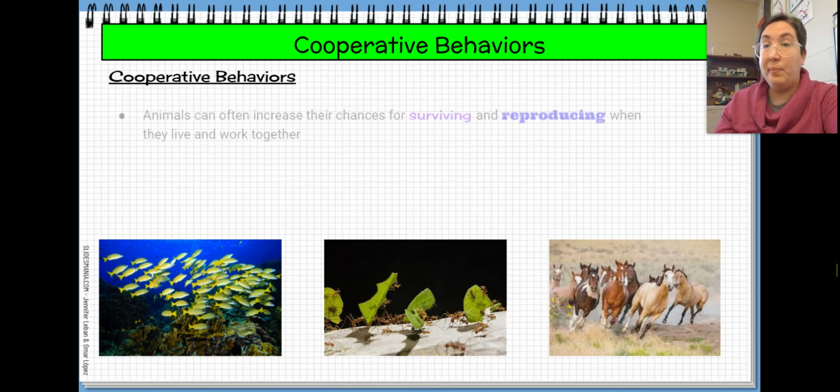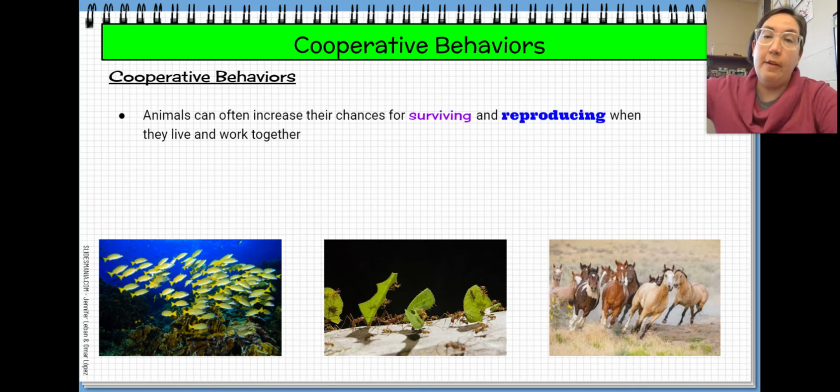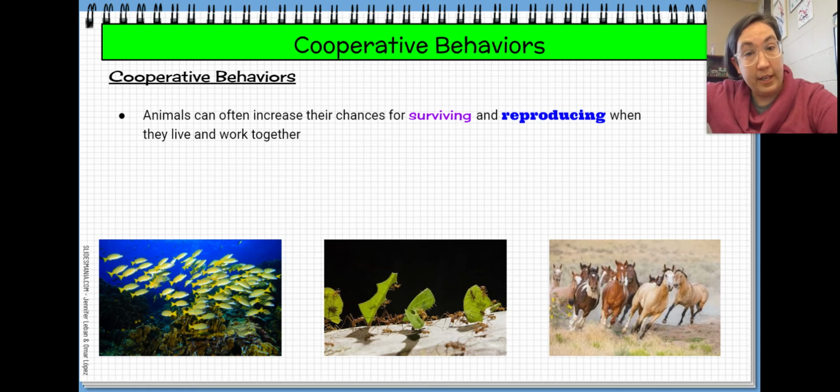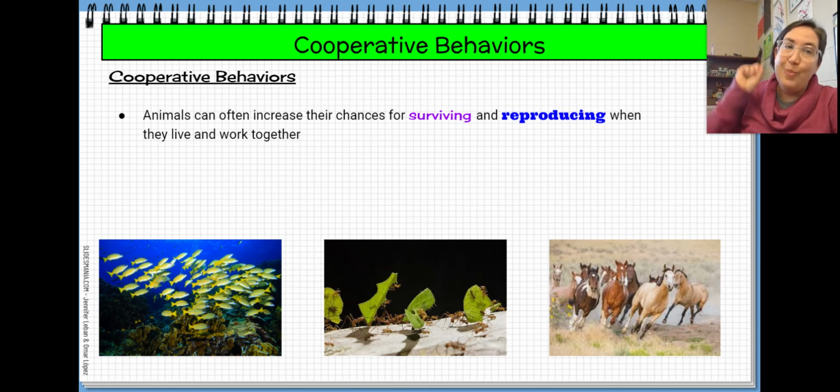Cooperative behaviors. Animals will often increase their chances for surviving and reproducing when they work together. Remember, most animal behaviors are in seeking two things: survival, reproduction. That's what they're looking for.